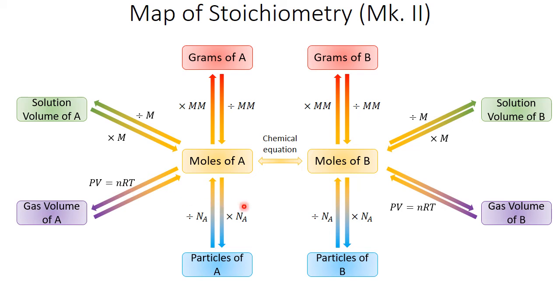Now here, we can go all the way from, say, a gas volume of A, cross this map of stoichiometry to a solution volume of another substance B. Let's take a look at a potential example you might need to solve on an exam.